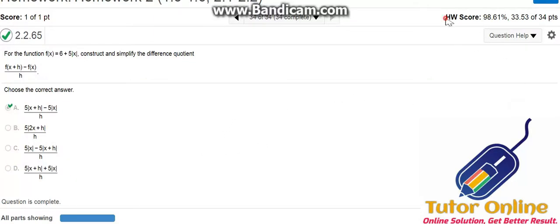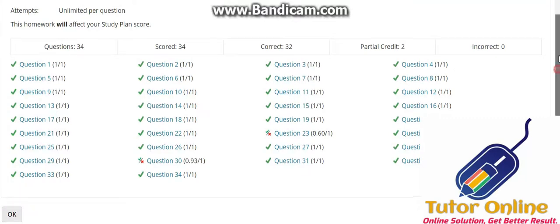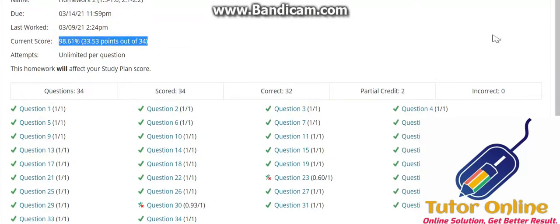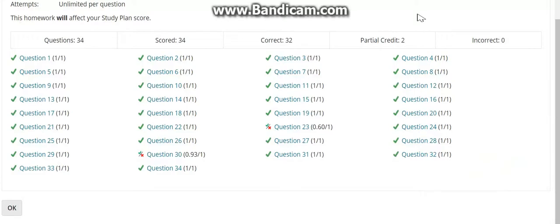Now our score is 98.61. Yeah, so let's save it. So we did it. We got 98.61% marks out of 100, and we did all the questions. So yeah, that's it, man. If you guys also did it like me, you can contact me.